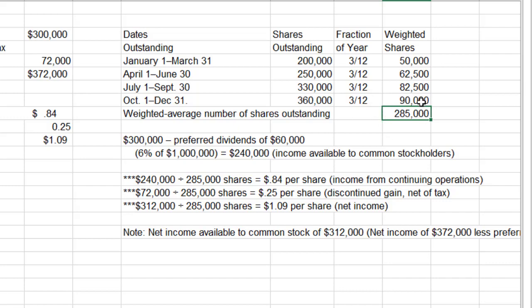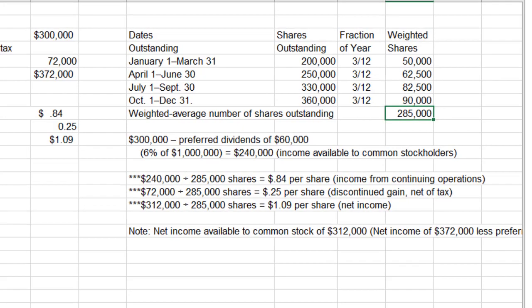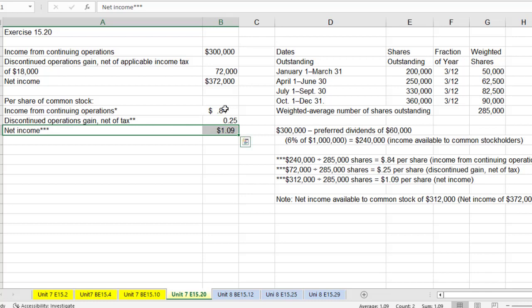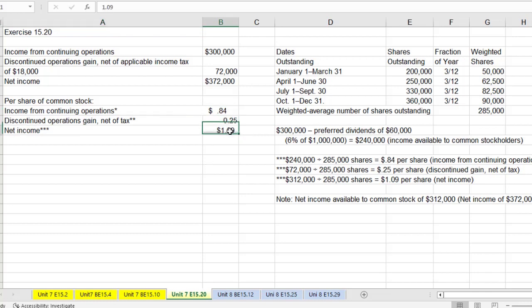And that's the bottom number we're going to use. So for the income from continuing operations, we calculated that as 300,000 minus 60,000. We calculated that as the 240 divided by the 285, and that gives us 84 cents per share. The discontinued operations, you just take that number and divide it by the same 285,000 shares, and that gives us 25 cents per share. Now for the net income, the total earnings per share for all of the net income, you can just add these up, 84 cents and 25 cents, and get the $1.09, or you can take the full amount, the 372,000 minus the 60,000, and then divide that, and that should give you the 109 also.